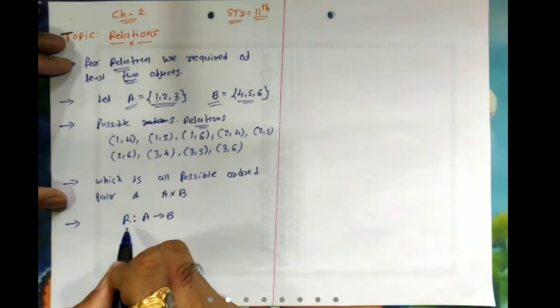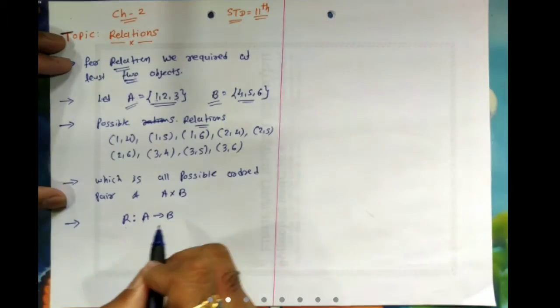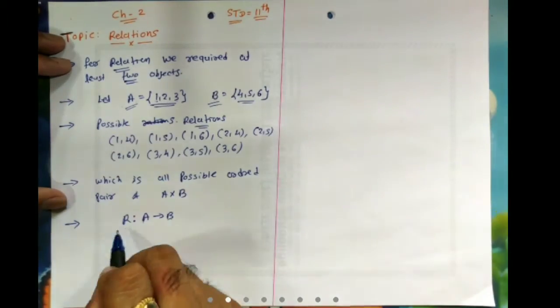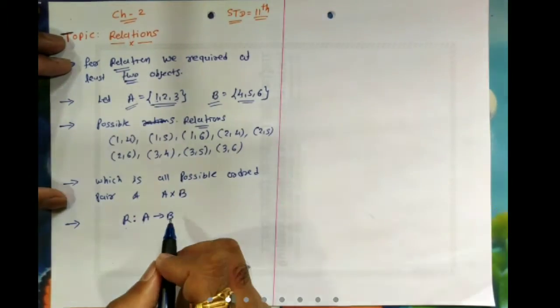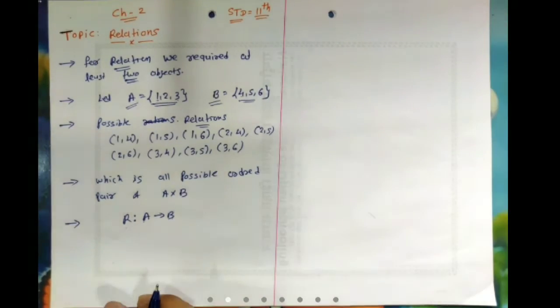We have defined whose relation. So it is the relation of set A, that means all the elements of set A, with set B. Done. Now we have to define what the relation is. That is called the description of the relation.